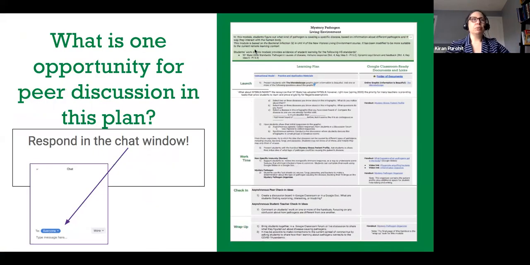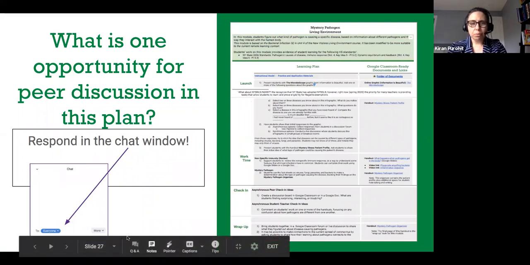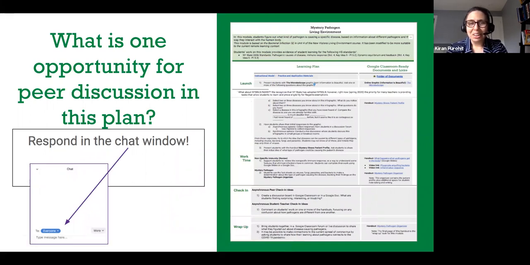That's the high-level view. So having seen that high-level view, I'm going to just pause. And what comes up for you in what I just shared, and if you've done this resource already, that's great too, about any opportunities for peer discussion, for discussions among students in the plan that I just walked us through. And I'll just pause and give people a chance to think about that.